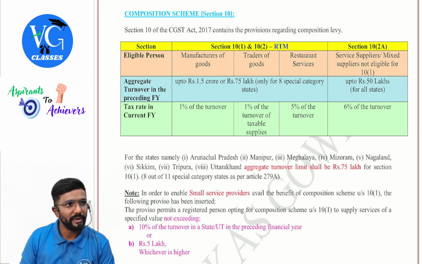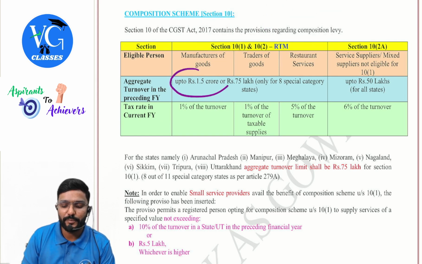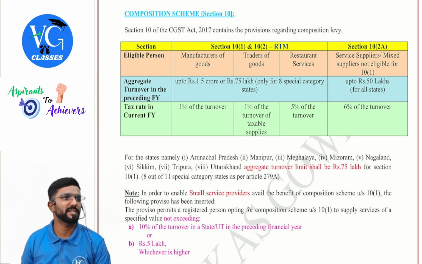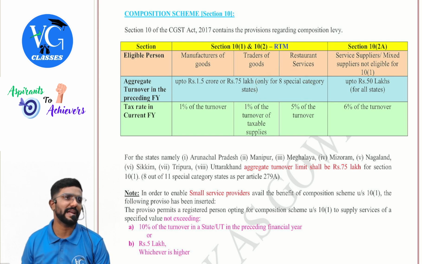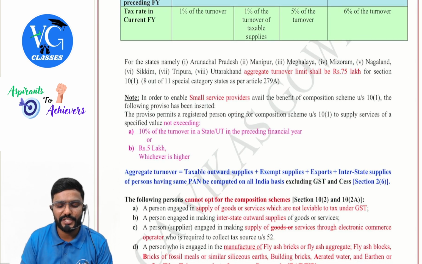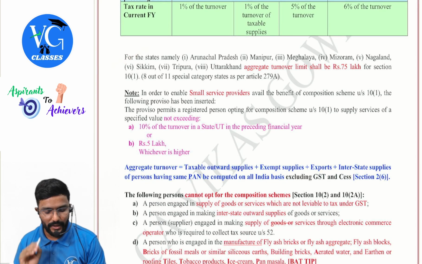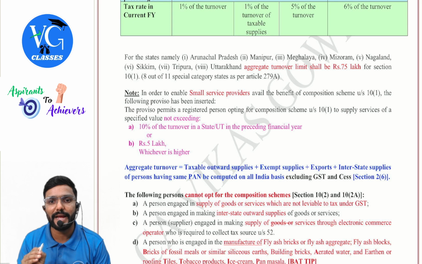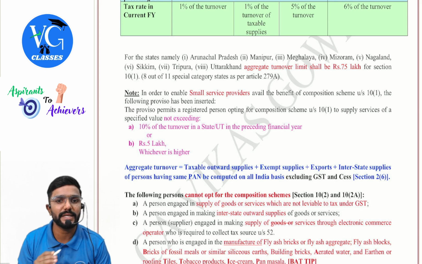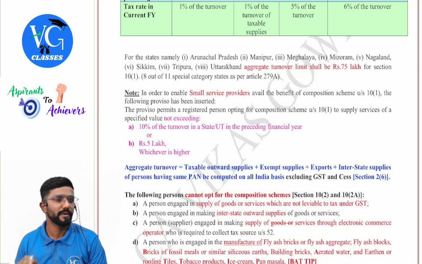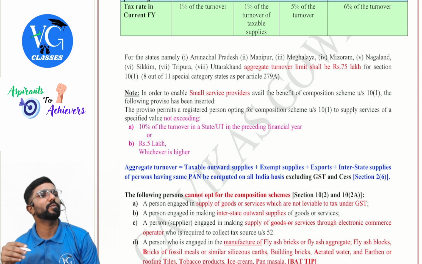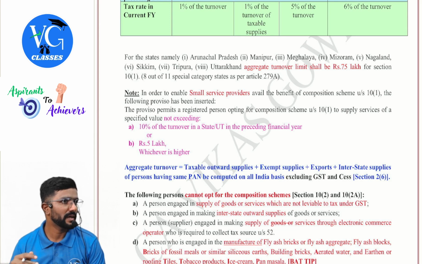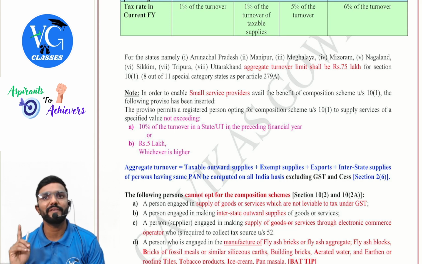Now, what is the aggregate turnover? In the last financial year, if it is up to 1.5 crore, in the current year I am eligible. But for 8 special states, they told 75 lakh. Which are those 8 states, sir? Arunachal Pradesh, Manipur, Meghalaya, Mizoram, Nagaland, Sikkim, Tripura, Uttarakhand. Where the aggregate turnover is 75 lakh. In any other state, it is 1.5 crore. Clear? So they have taken only 8 out of 11 there.